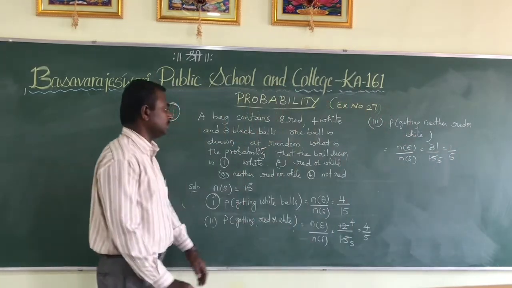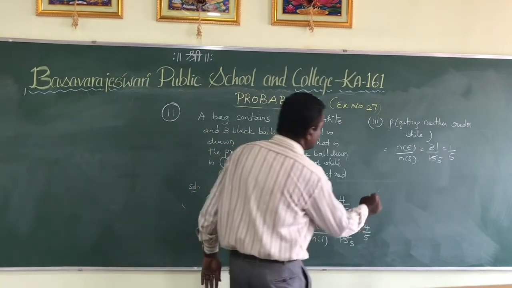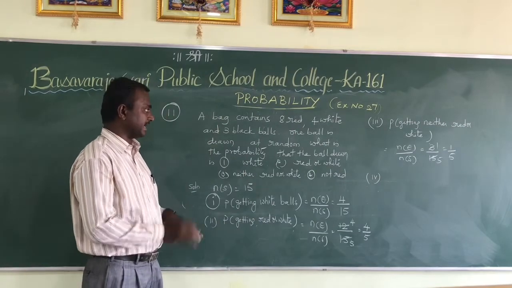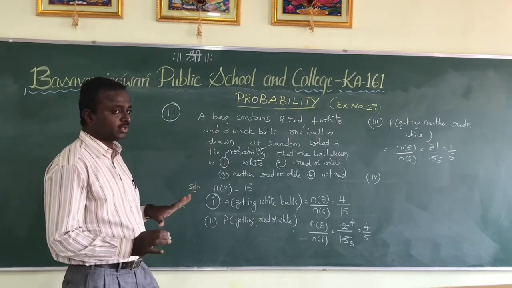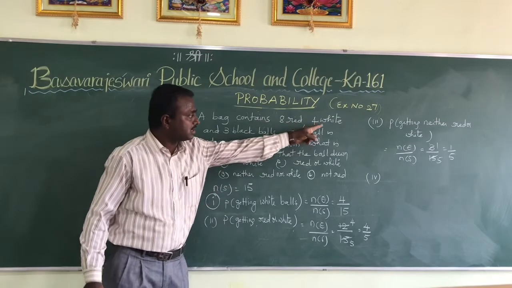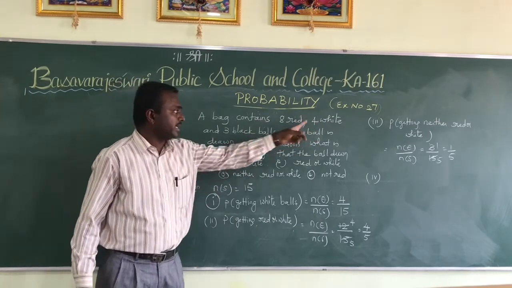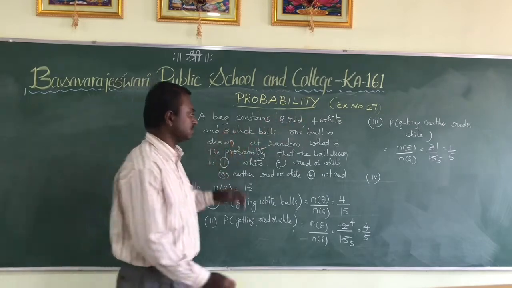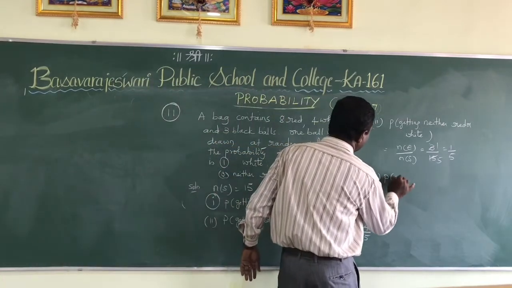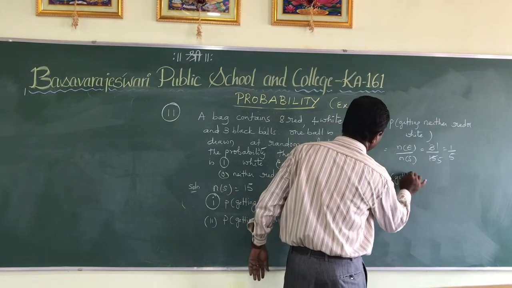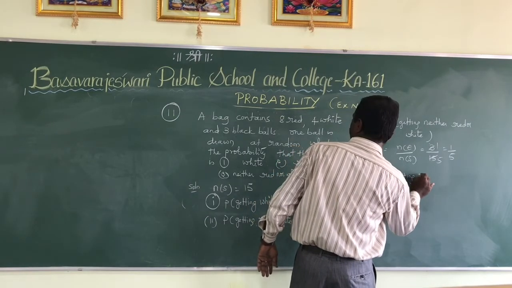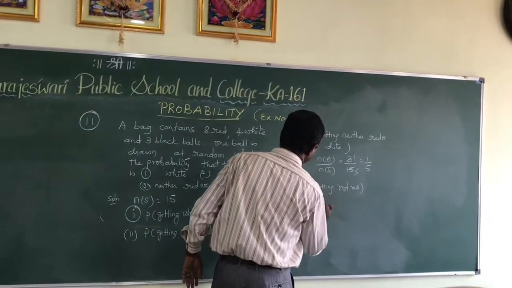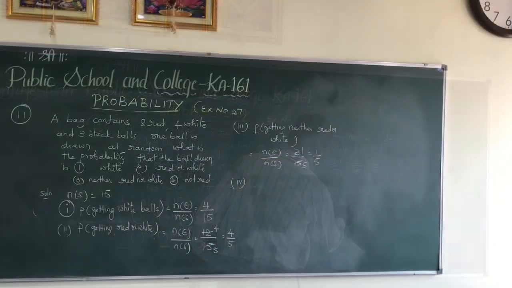Third question done. Fourth question. So what is the fourth question they are asking? Not red. That means we have to leave the red. Remaining colored balls we have to take. So remaining colored balls are white and black. White is 4 balls, black is 3 balls, totally 7 balls.